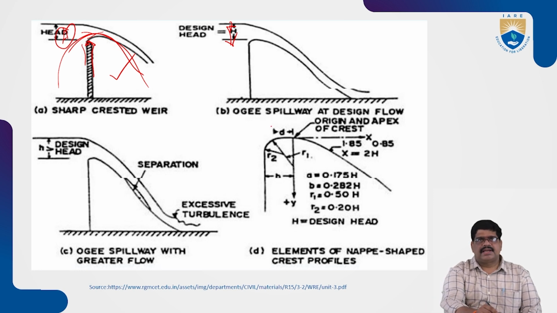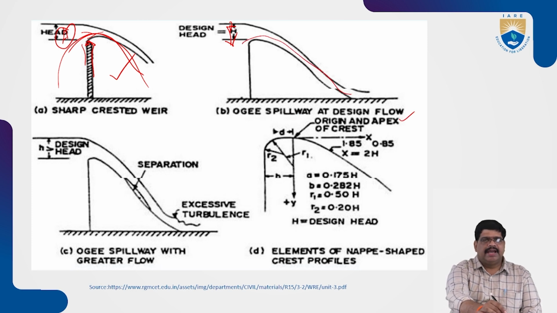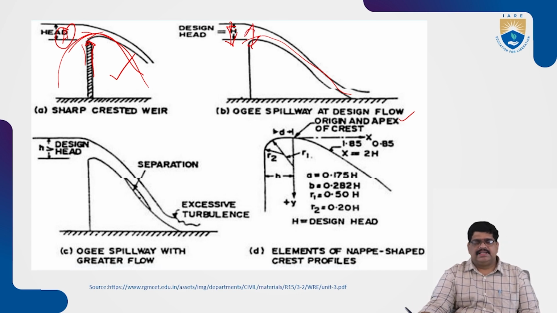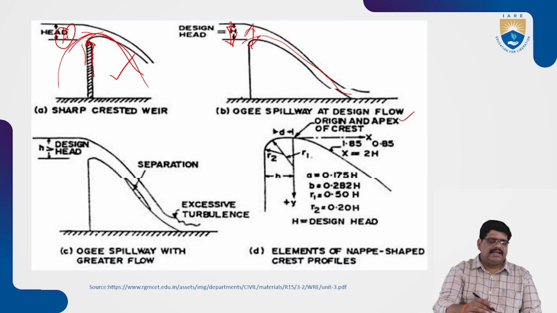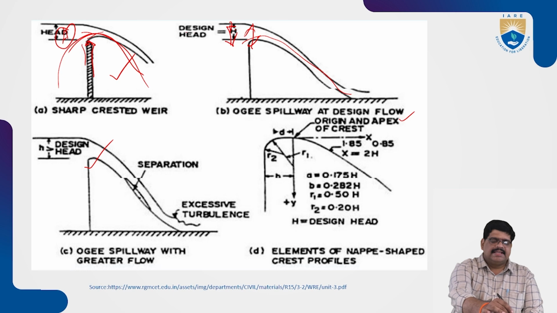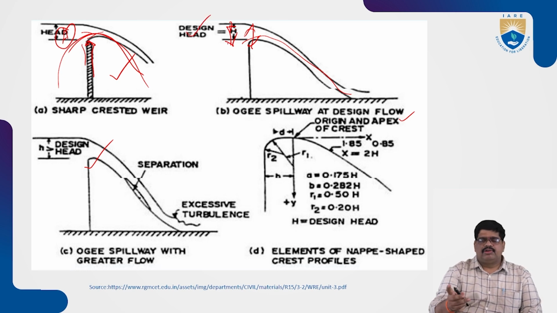Next, the second type is the Ogee spillway at the design head of the flow. This is the Ogee type design of the flow. This is the head of the water flowing above the spillway. That is what we call the calculation. Next, there are formulas for calculating the discharge over the spillways. Here, H is greater than the design head. Where H is equal to the design head, we have to provide it like that. The shape will be like that.